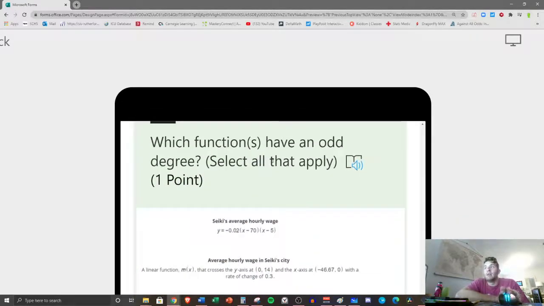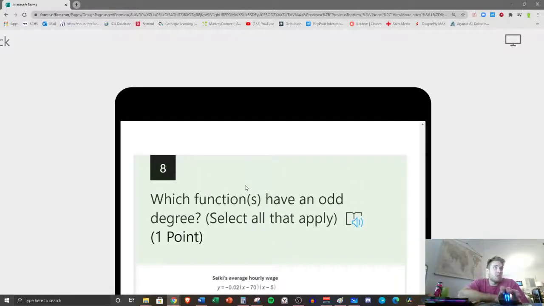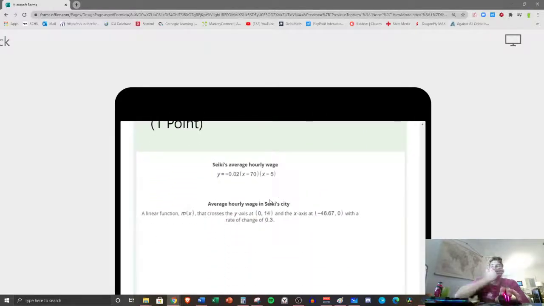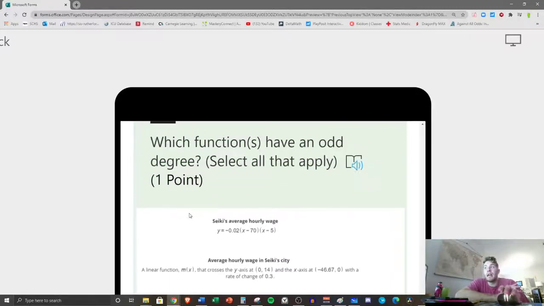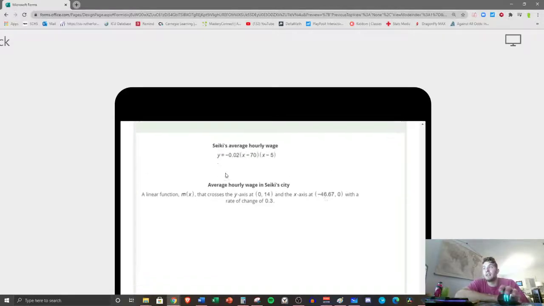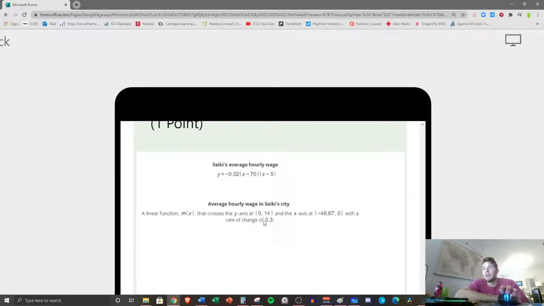All right, which functions, so I'm at 8, there's 11 total in here, so we're getting pretty close to being finished. Which functions have an odd degree? Okay, so here it says linear. Linear has an odd degree, so we know that one, and it says select all that apply. This Siki's City average hourly wage, not really sure what this is asking. It doesn't really matter. But this bottom one here is linear, so that's an odd degree.